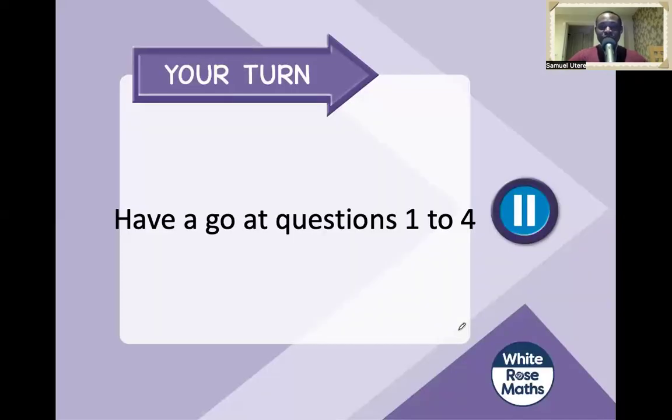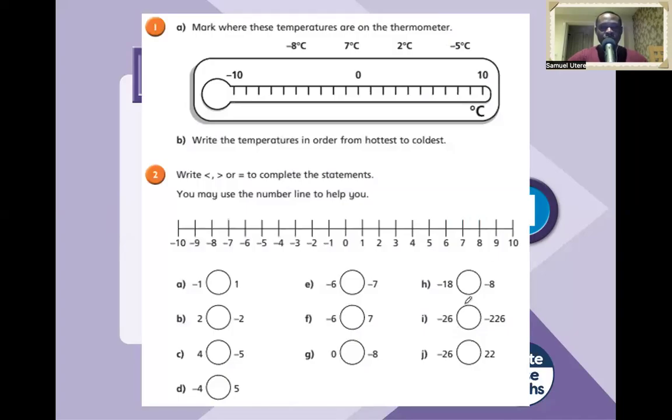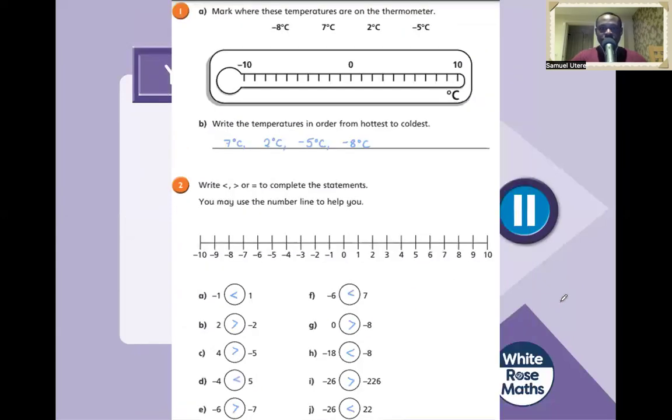It's now time for you to practice. Well done for sticking around and for learning. Practice what you've learned. Pause the video and answer questions 1 and 2 in 3 minutes. Assuming you've paused the video and answered questions 1 and 2, here are the answers. Let's discuss them and mark our work.